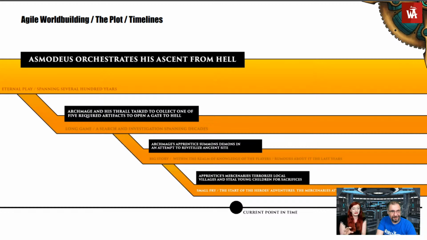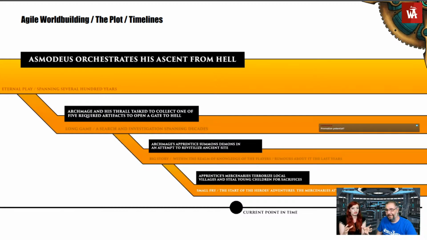So from your players' perspective, of course, all they know is that young children are being stolen. If they follow that plot up the line and try to learn more, they will become more knowledgeable about what is going on. But you, as the game master, know that this Asmodeus thing is unfolding and you can pull that out at any point. At any point that you need it, you can say, oh, this quest leads back to Asmodeus somehow. That's fine. You can do that, and that's a really useful thing to have.